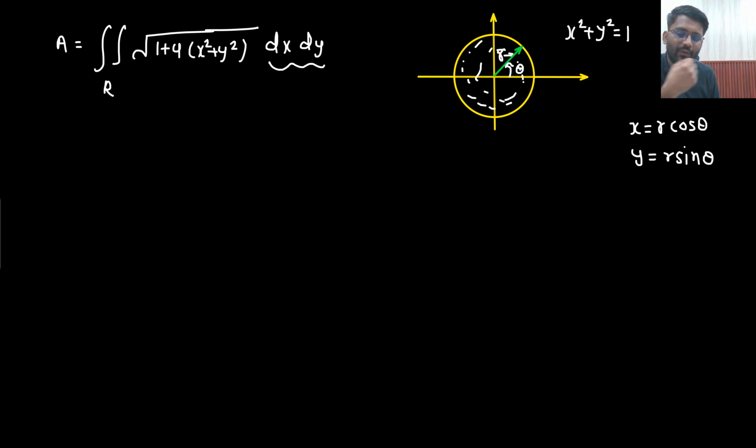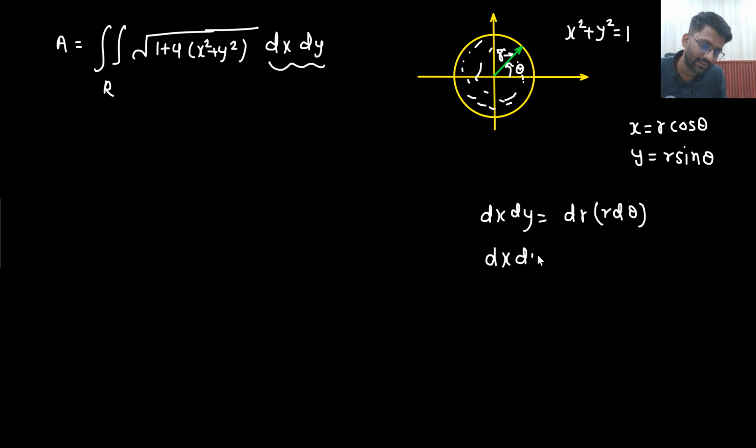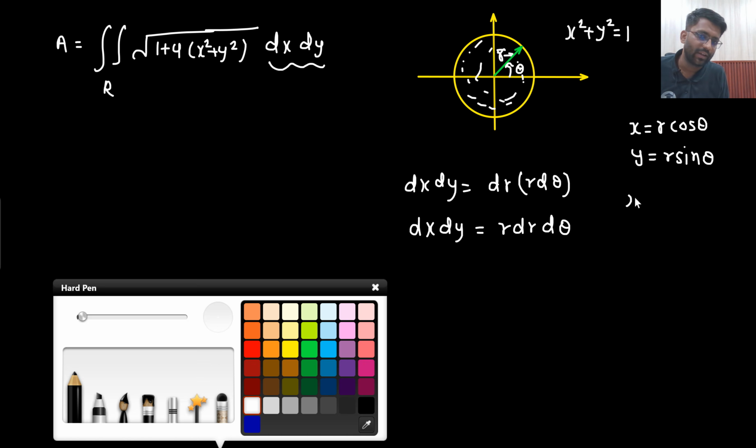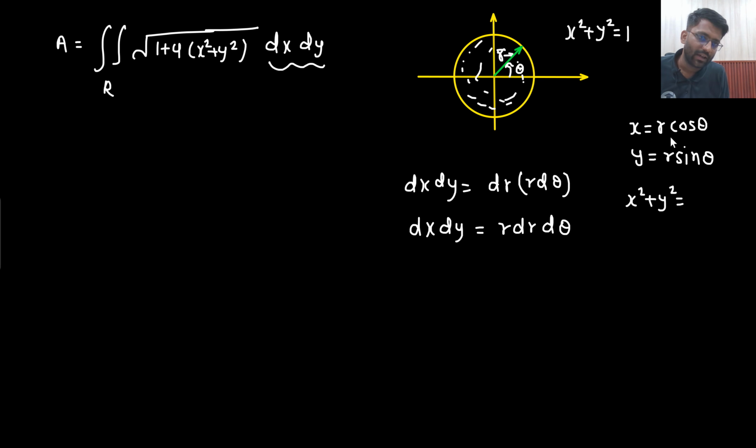And then what did we write? dx dy is a surface area, and here what will be the small surface area? In the direction of R, if I move, that would be dr, and in the direction of theta, that would be r d theta. So dx dy could be written as r dr d theta, and x as r cos theta, y as r sin theta. So x square plus y square will be r square cos square theta plus r square sin square theta, which becomes r square.